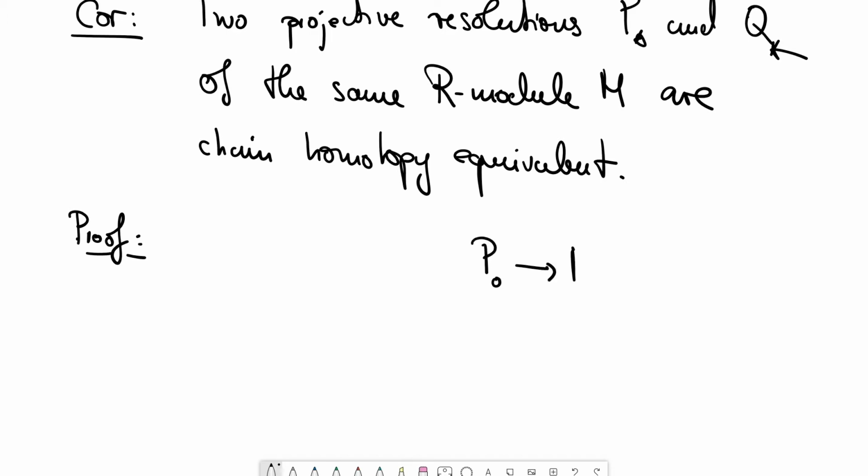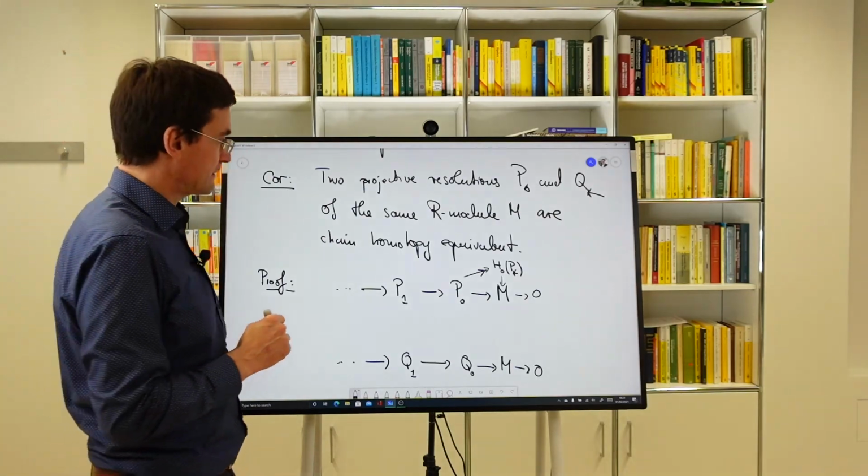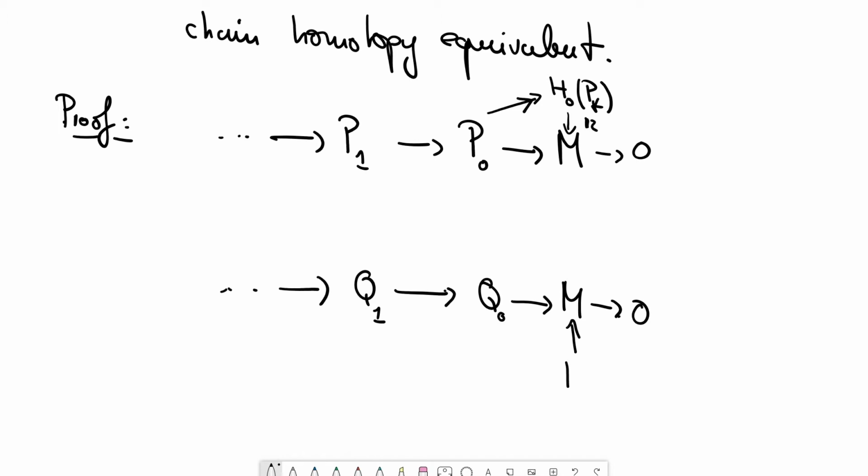So you have this resolution of M here, and here you have the other one. Now this M is isomorphic to H0 of P star. How is this induced? Well, we have the obvious epimorphism onto the quotient of P0 divided by the image. And then the map that was formally notated epsilon induces this isomorphism. And the same here: you have H0 of Q star in a similar factorization.